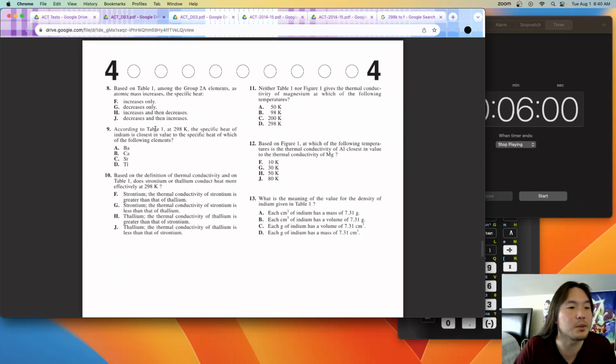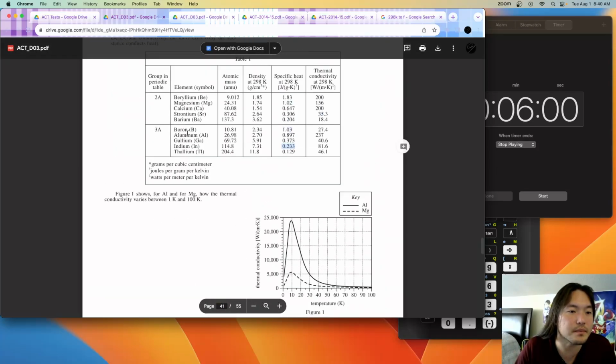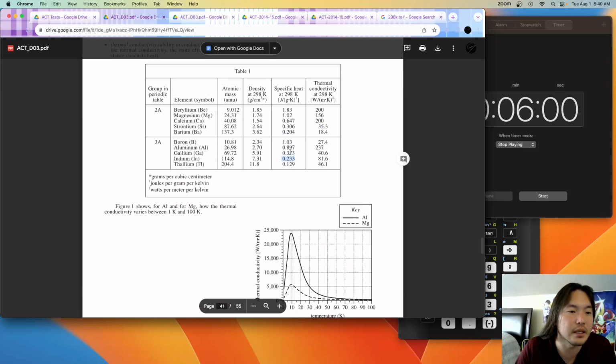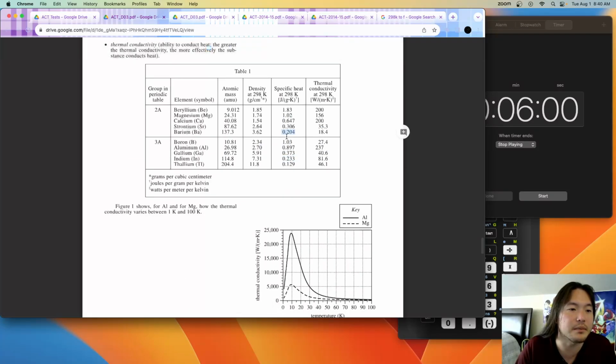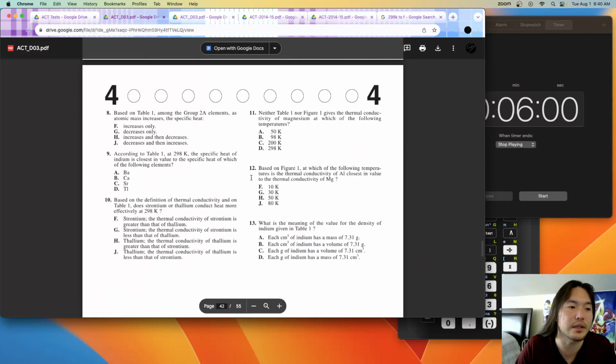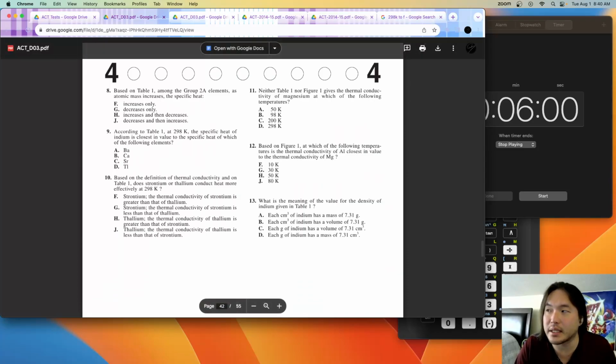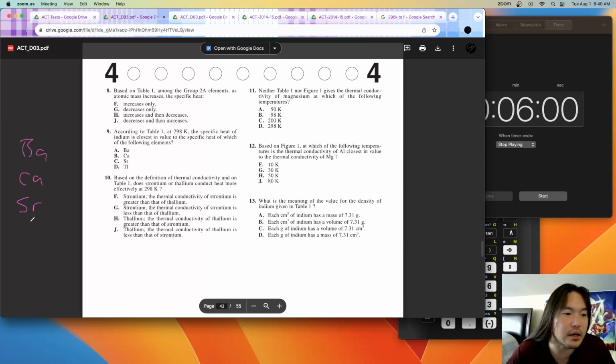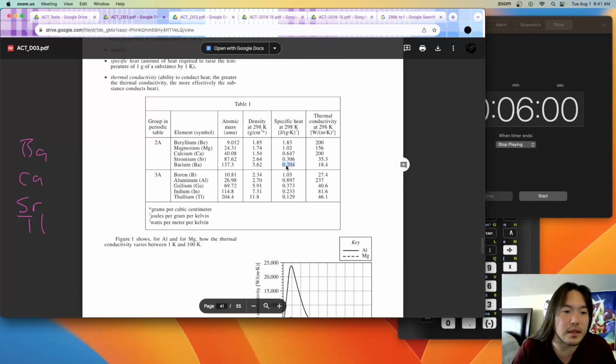Again, table 1, indium, specific heat, which one's the closest? Indium is at 0.223. The only one that comes even close is barium at 0.204. If I'm actually taking the test, this is where I'm taking notes. I'm writing down BA, CA, SR, TL, and definitely I'm making note of this one.